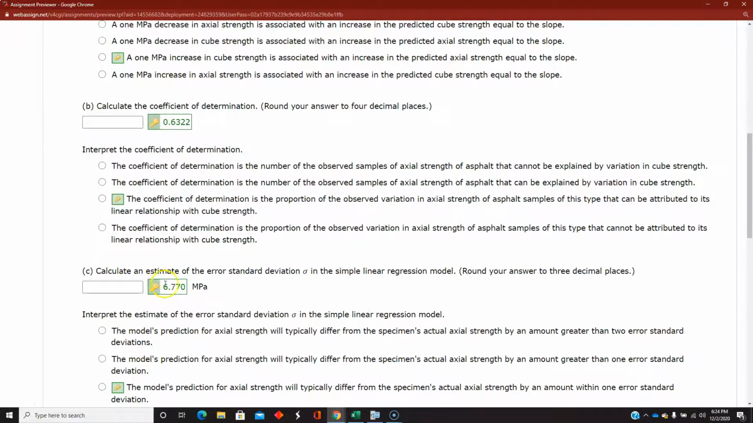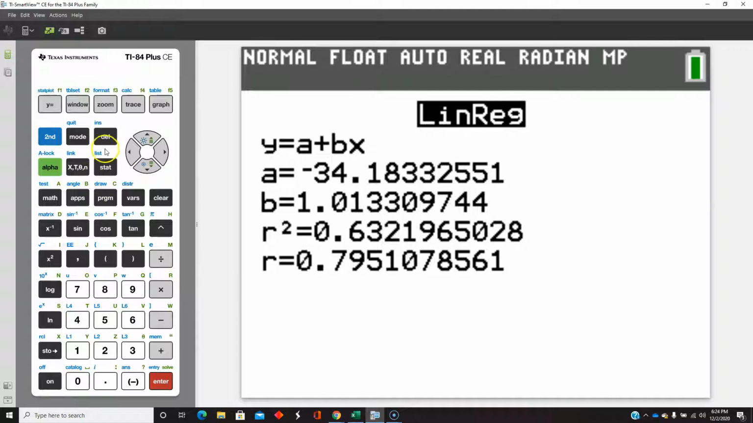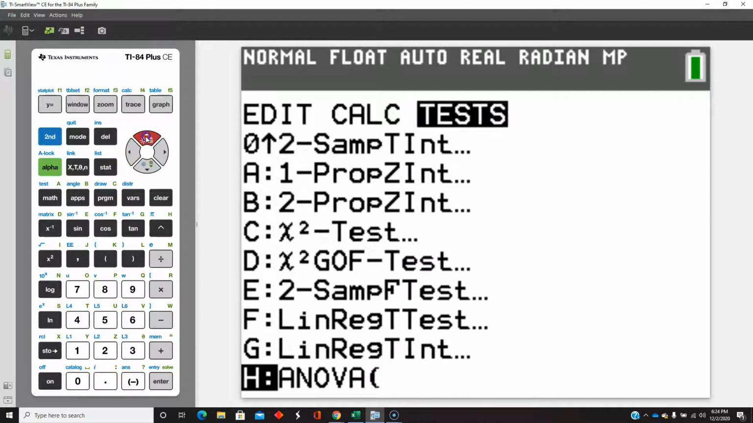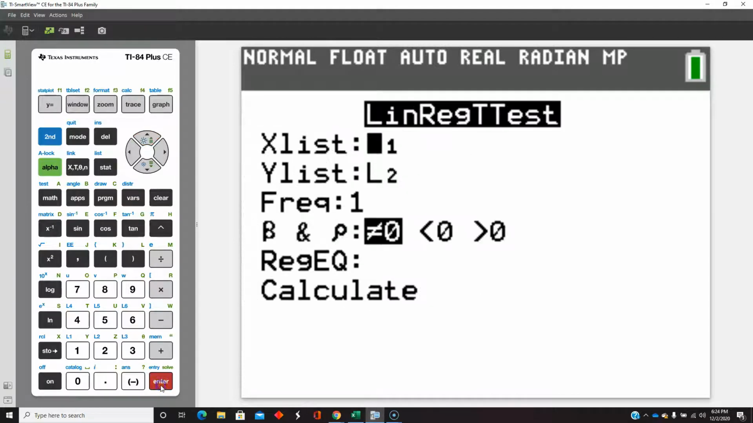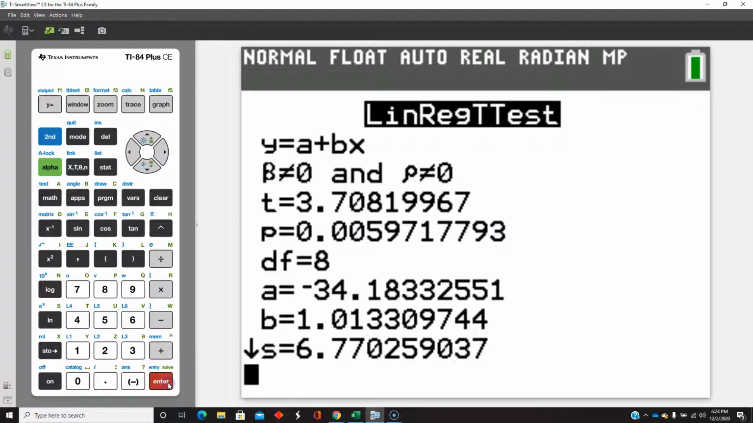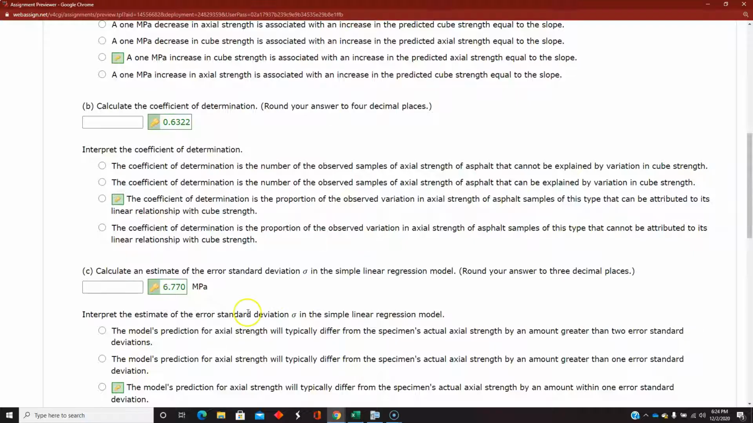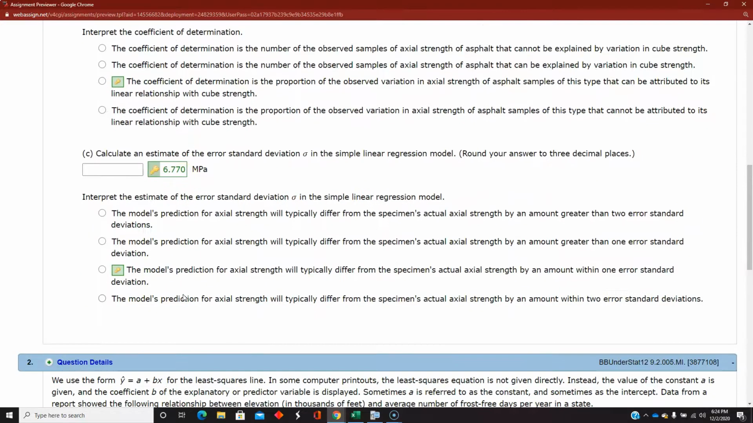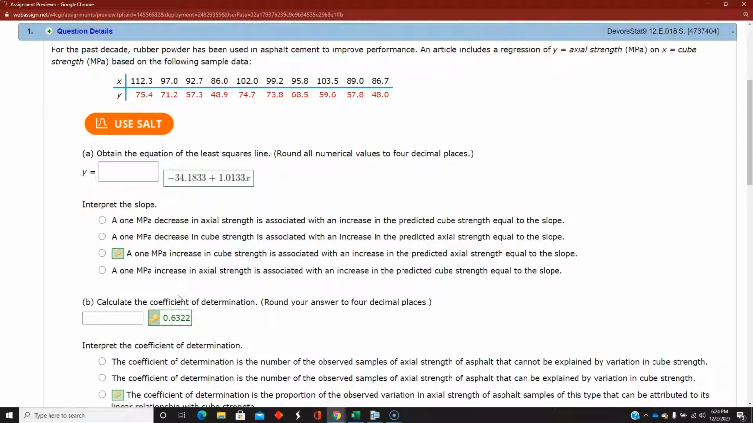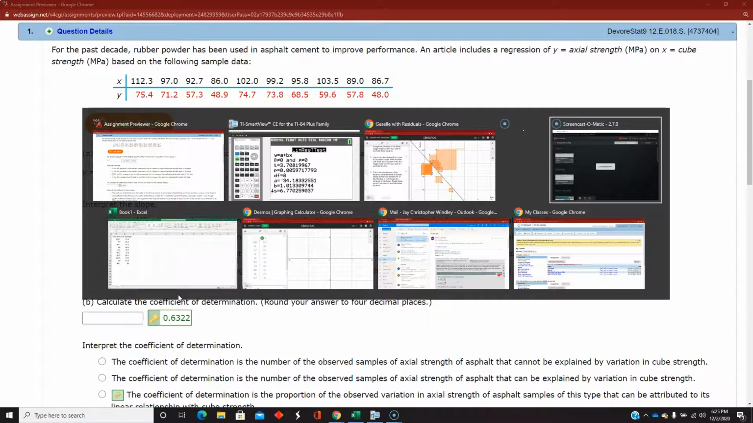And remember, to get S from the calculator, instead of doing just regular linear regression, I would have to do a linear regression t-test on the calculator. And then I'll see a value of S, 6.77, which is what we're looking for there. So very easy to do that problem via technology. One more piece of technology.